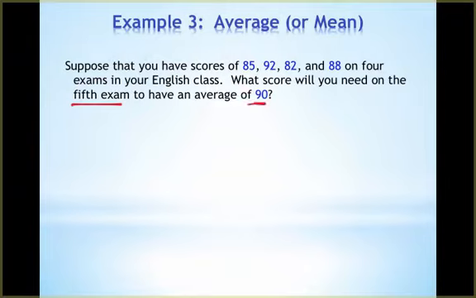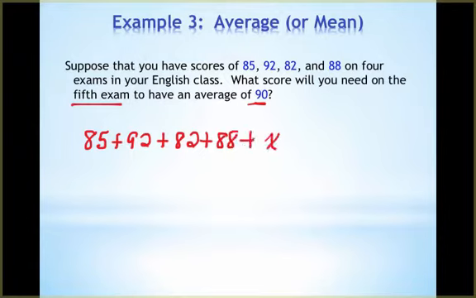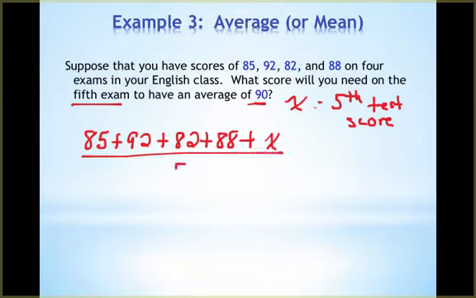Well, remember that when we're finding the average or the mean, we add up all of our values. So 85 plus 92 plus 82 plus 88 plus x, which is going to be my 5th score. So x is going to stand for my 5th test score. But to find the average, we add up all those scores and we divide by how many there were, which there would be 5 tests. And I want that to come out to be 90.